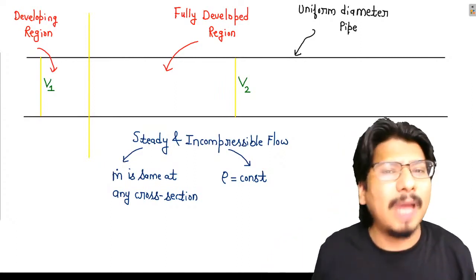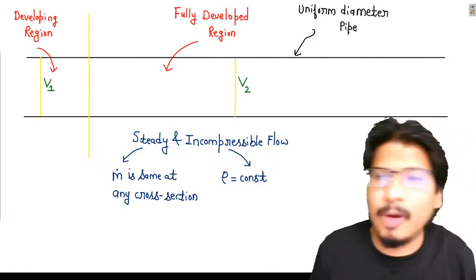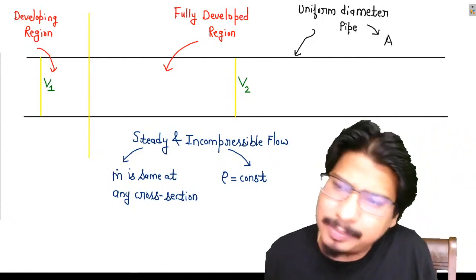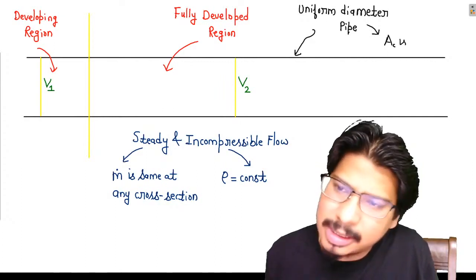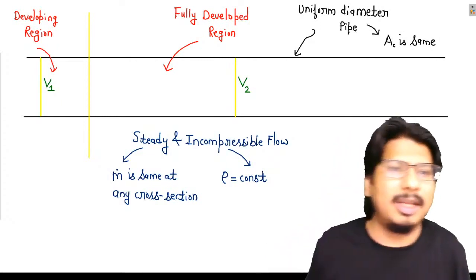What is the meaning of uniform diameter pipe, beta? That means everywhere the cross section area is the same.